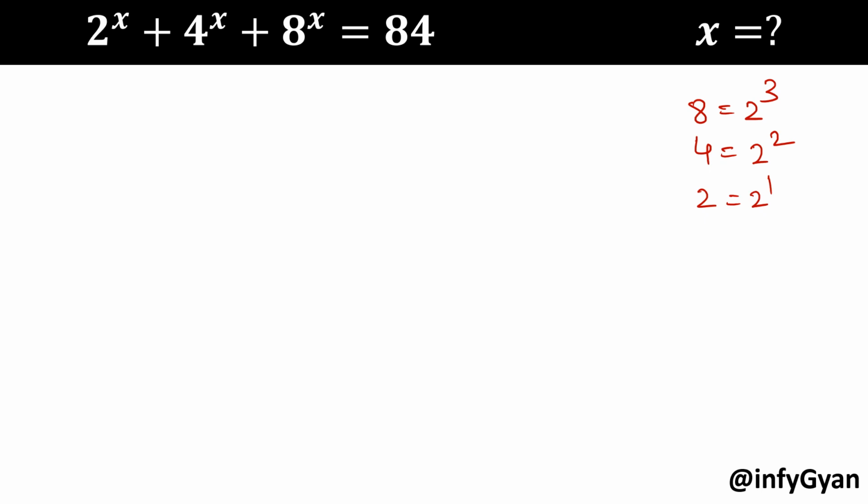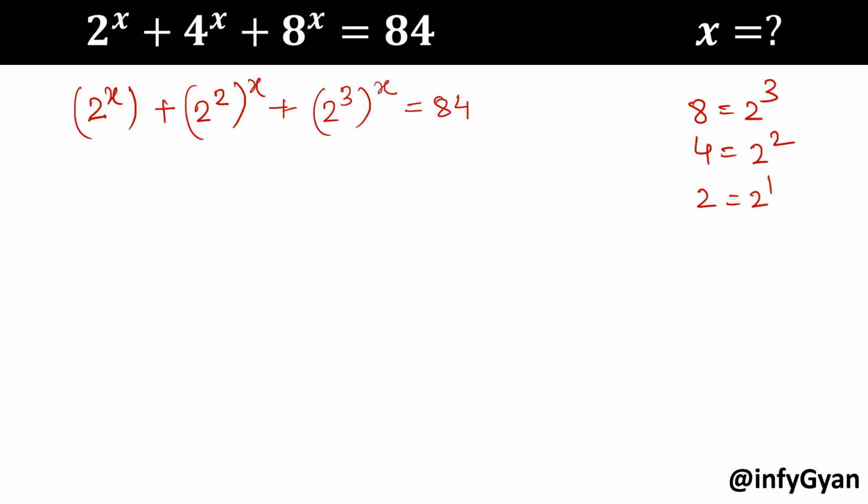So, I will write this as 2 raised to the power x plus 2 power 2 whole power x plus 2 raised to the power 3 whole power x equal to 84. Now, by the property of exponents, a raised to the power b power c can be written as a power c power b. Means we can swap the exponents.